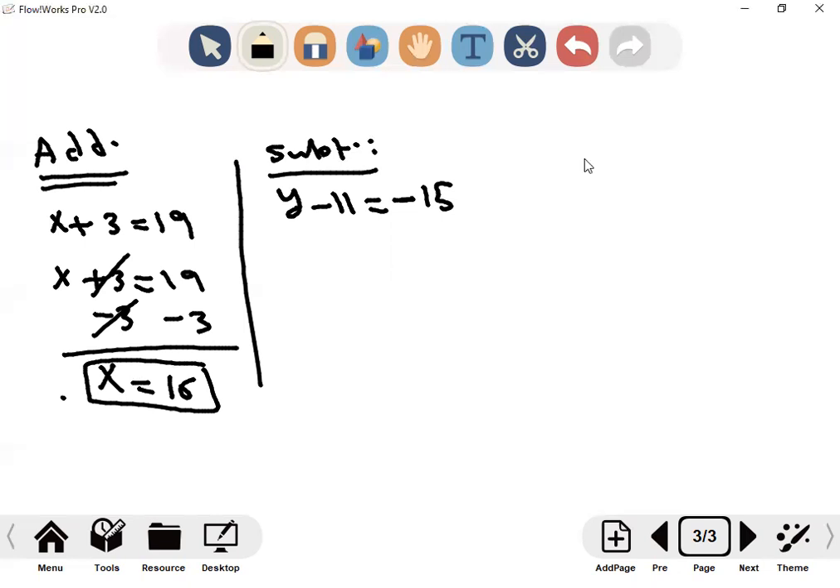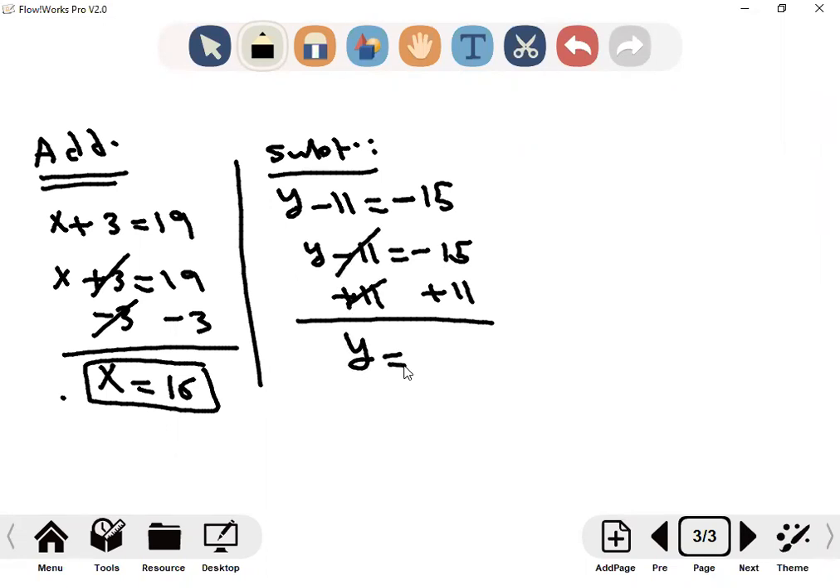First, we rewrite the equation. Y minus 11 equal negative 15. Now it's a subtraction equation. What will we do? We will add 11 on both sides because it's the connected number. Then negative 11 plus 11, 0. Now y equals negative 15 plus 11, positive and negative integers, remember? Y equals negative 4. We subtract and put the bigger sign. Okay, guys? This is the subtraction equation.